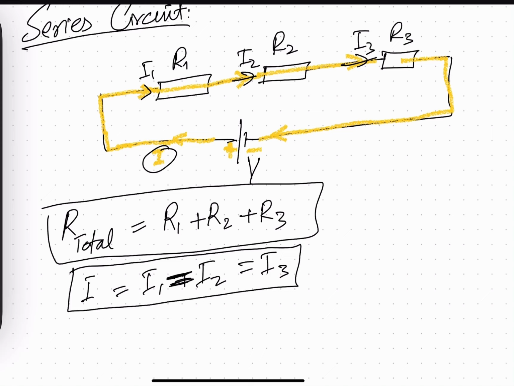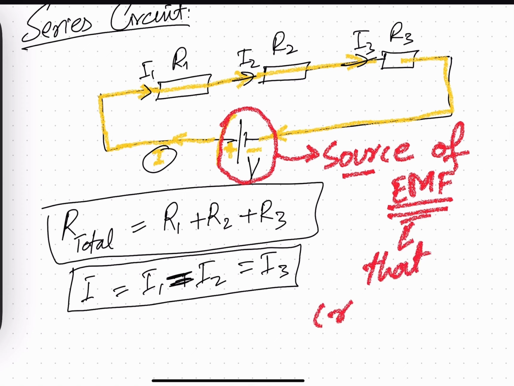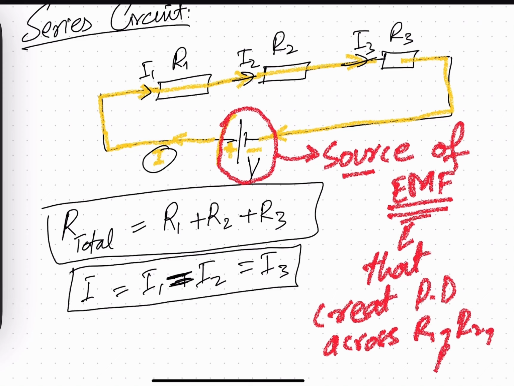Now let's discuss the potential. Talking about the potential, that is the total EMF that is provided by the battery. That is the total voltage. Okay, this is the source, that is the source of EMF that creates a potential difference across R1, R2 and R3. So this is responsible for all the potential differences.